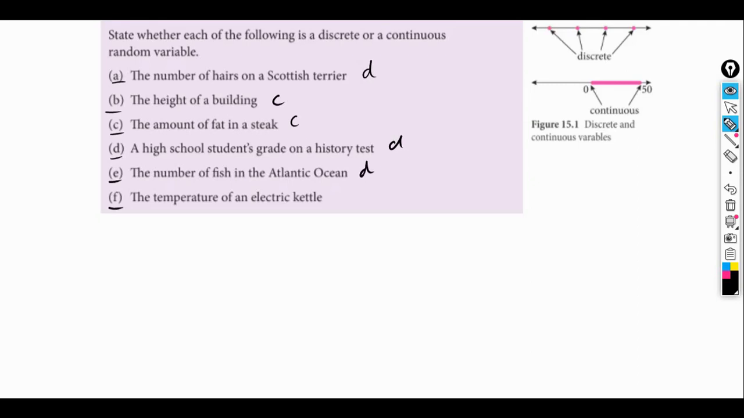For letter F, the temperature on an electric kettle. This is continuous since the temperature can take any value from room temperature up to 100 degrees Celsius or even more.